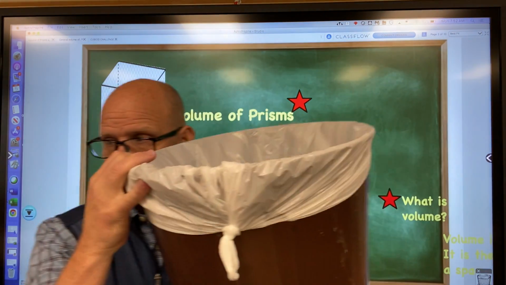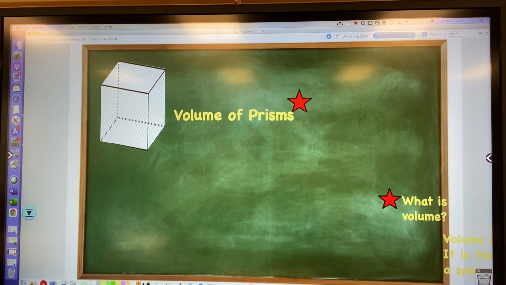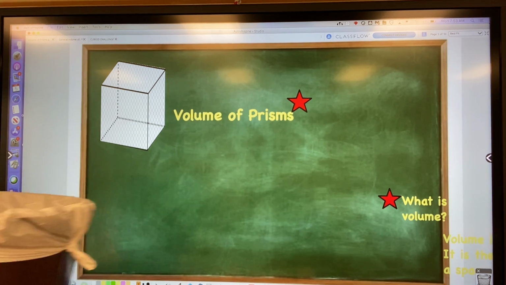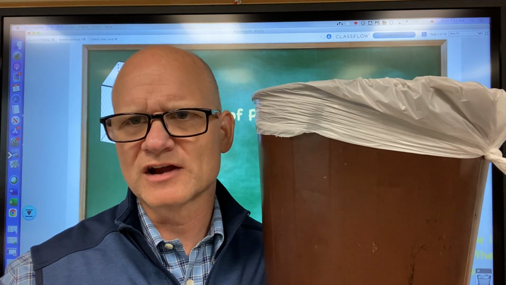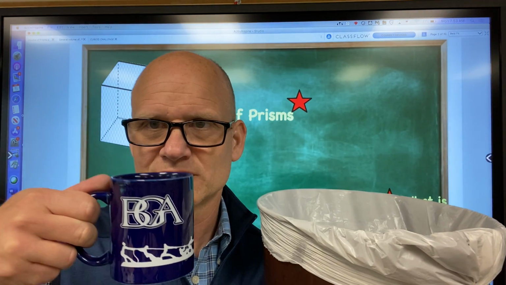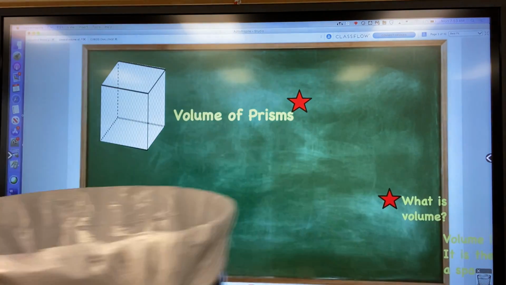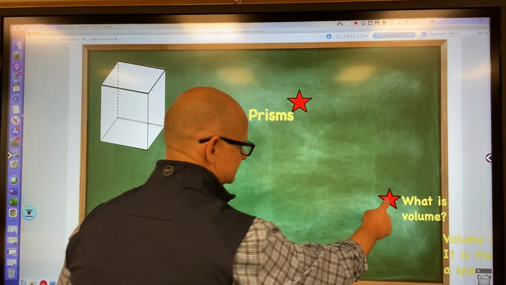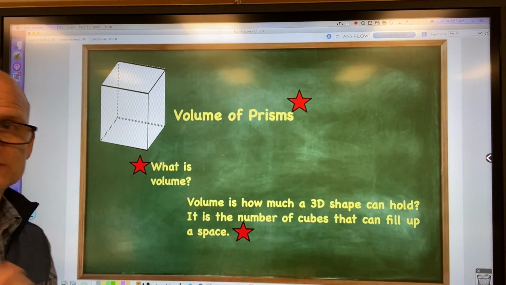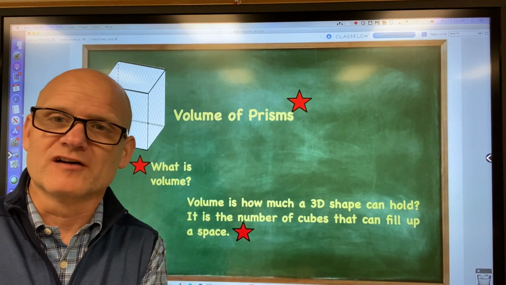And the volume of this trash can is different than the volume of this coffee cup. I can hold a lot more coffee in this trash can than I can in this coffee cup. Cheers. Yummy. All right, so volume. Write this down: volume just means how much a 3D shape can hold. Another word for volume is capacity.